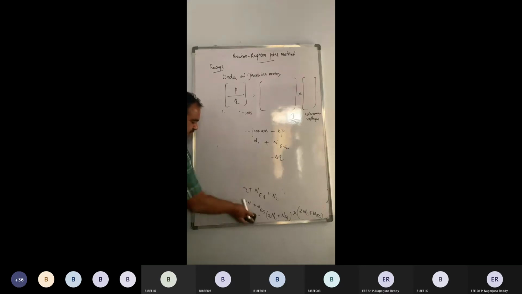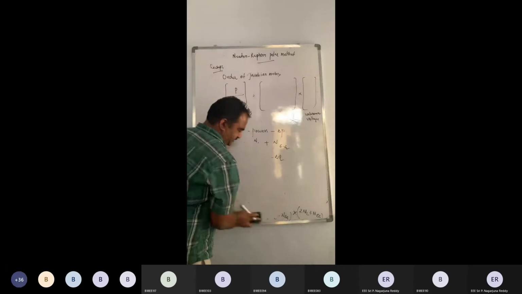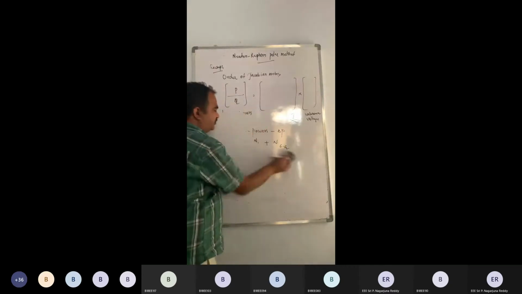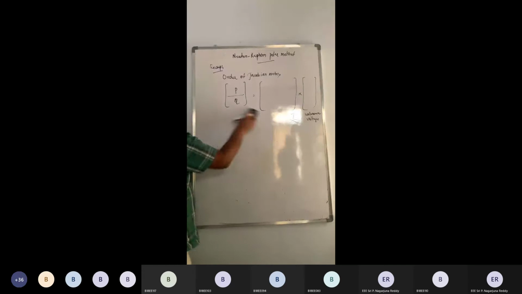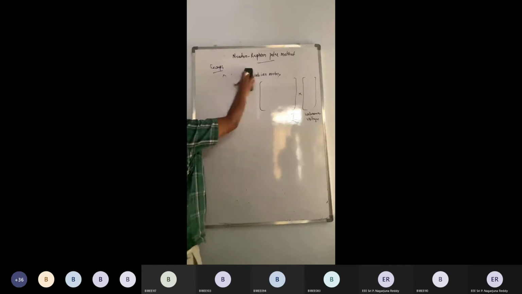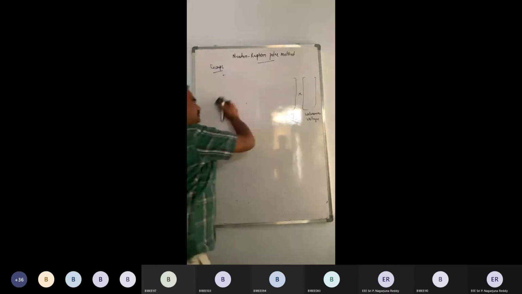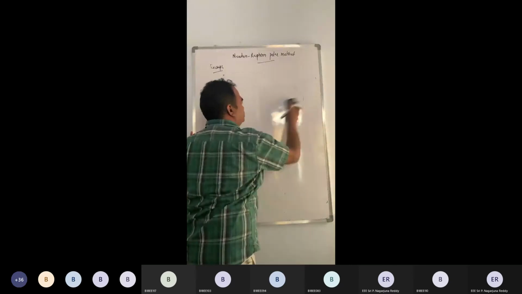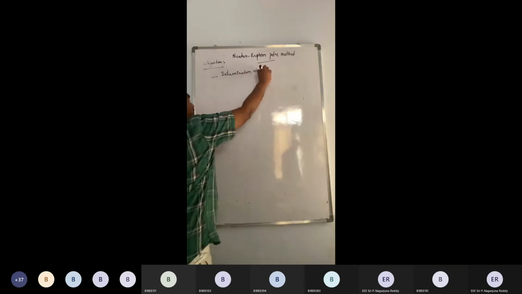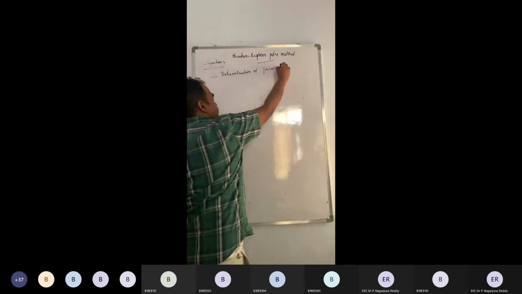So today, since everybody is so drowsy, fine. So we'll do one thing. We will go with the derivations. Tomorrow, early morning, first hour, we will go with the problems. So today's lecture objective is determination of Jacobian elements.